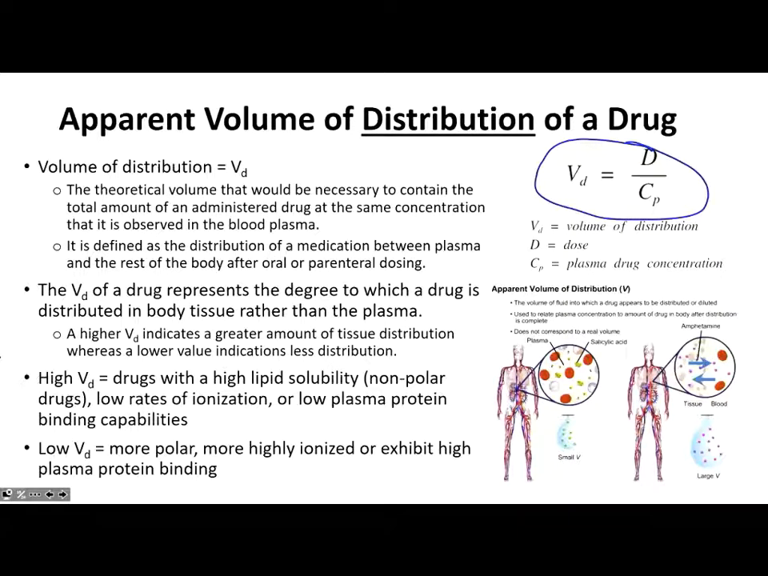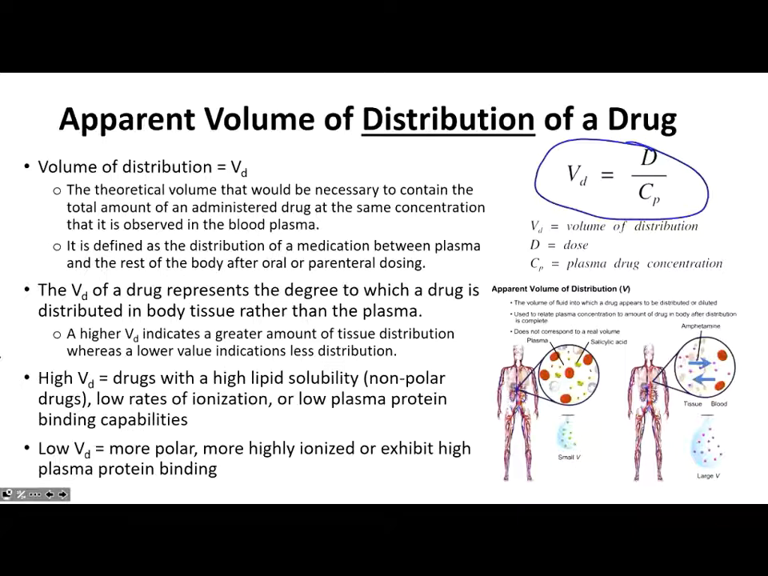The larger this VD, the larger this apparent fictitious volume, the bigger the difference is between the dose I gave and what remained in the blood. Because the more that it leaves, the larger that apparent volume is. Hopefully that explains it a little bit. You'll keep learning this in pharmacokinetics.